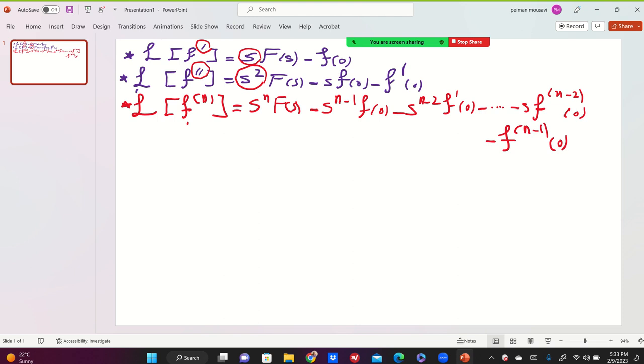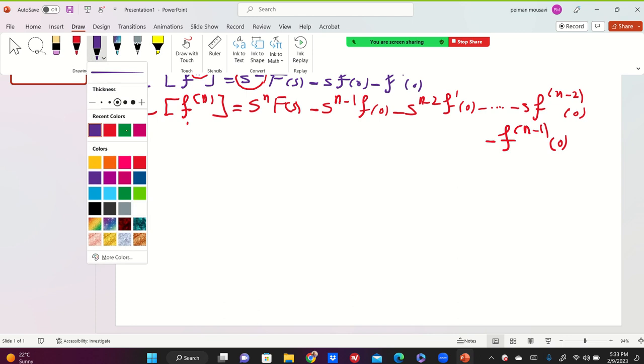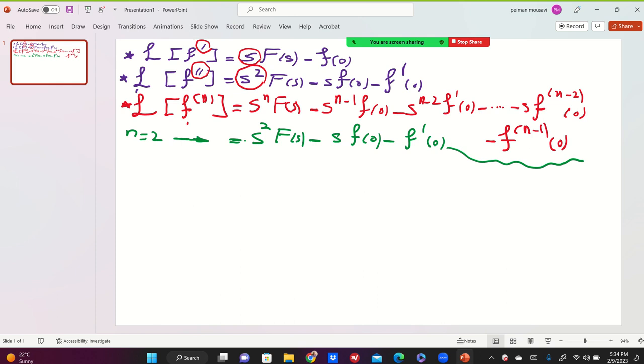So it's easy to validate this. How? Just select n equal to 2. So the Laplace of f double prime equals s squared F(s) minus, with 2 minus 1 being 1, s f(0), minus, with n minus 2 being 0, f prime of 0. Here we go. We just did it for 2.